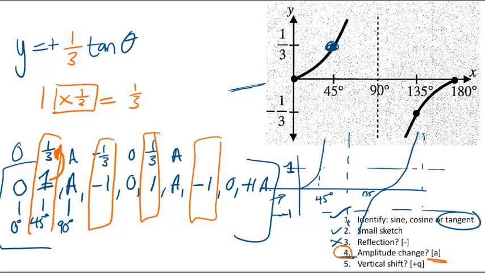Lastly, we want to know, is there a vertical shift? The answer is no. And how would you know if there's a vertical shift? If this 0 was no longer 0, but it was something else, then that would mean that there was a shift either upwards or downwards. Therefore, the final answer is y is equal to 1/3 tan of theta.